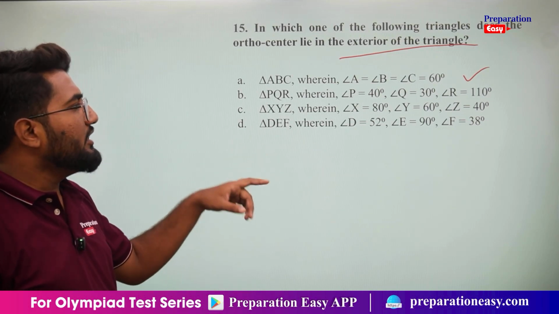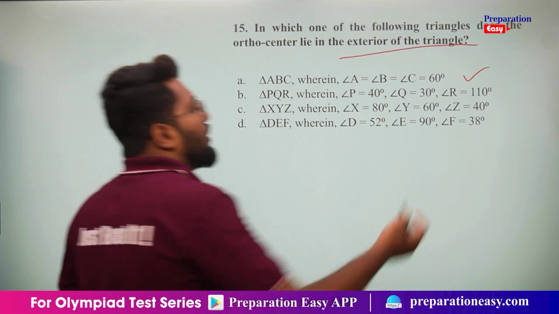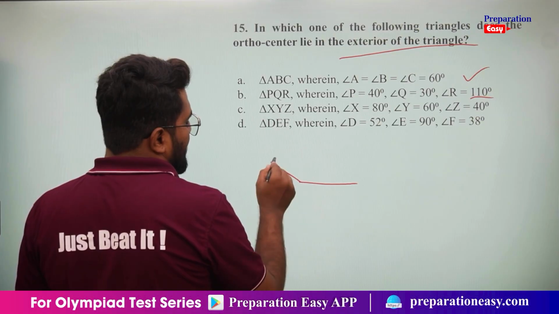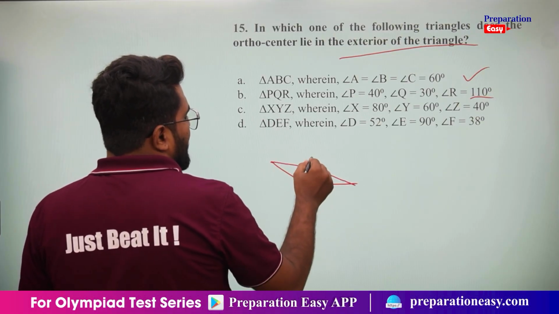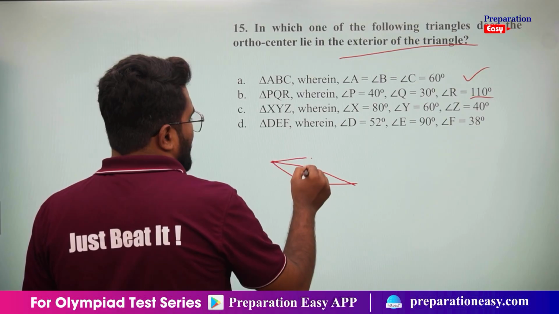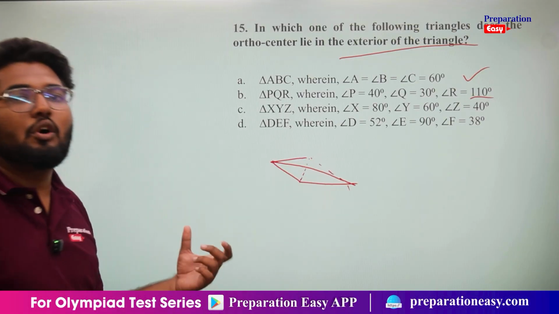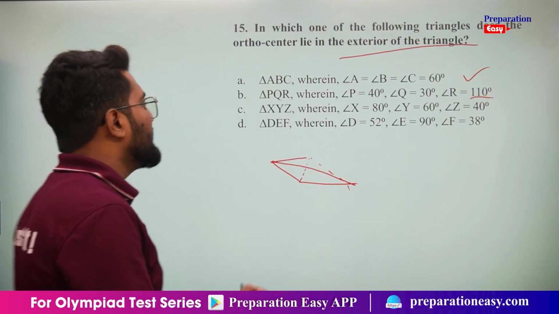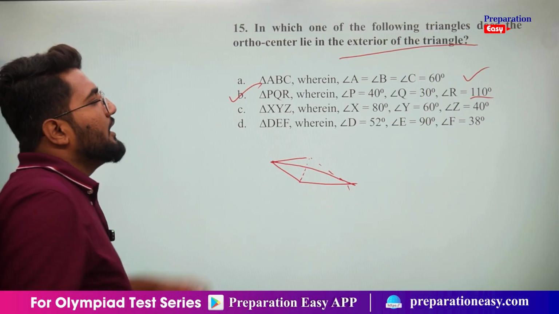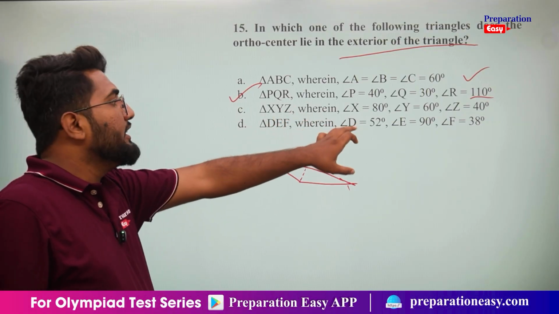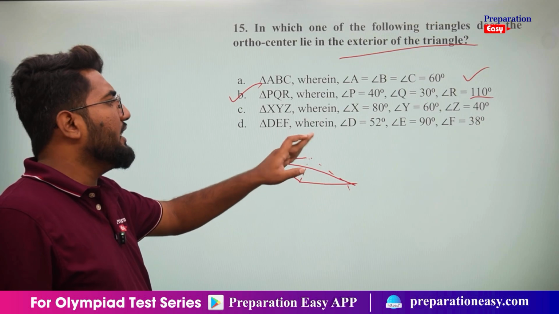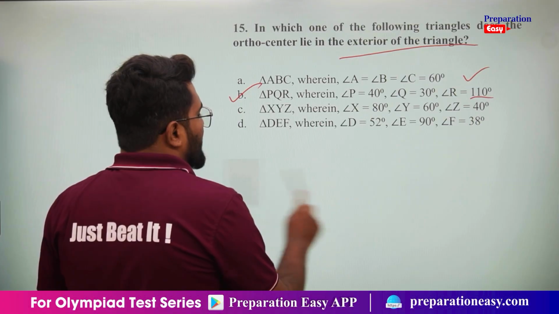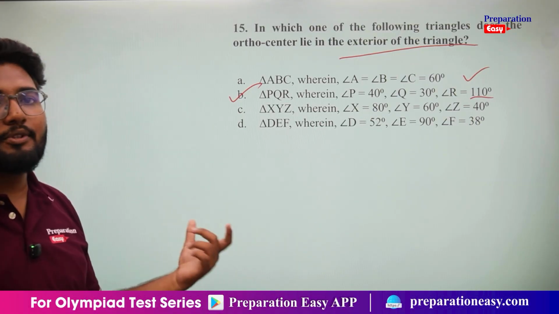Okay, second is 40, 30, 110. It is an obtuse angle triangle. An obtuse angle triangle looks like this, and its orthocenter lies outside, like this one. So the orthocenter of an obtuse angle triangle lies outside the triangle. So what will be our correct answer? Option B. Third one is 80, 60 and 40, that is an acute angle triangle, and the fifth one is 90 degrees, a right angle triangle. So what will be your correct answer? The correct answer is the obtuse angle triangle.